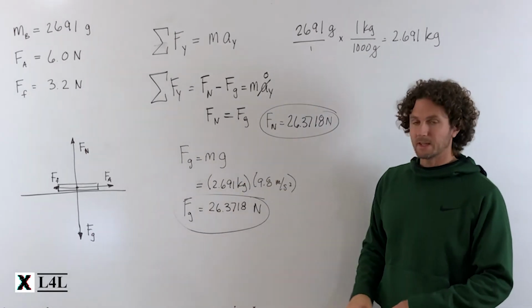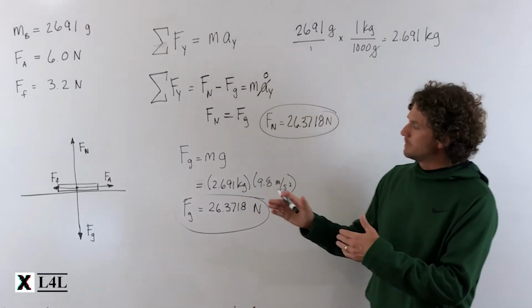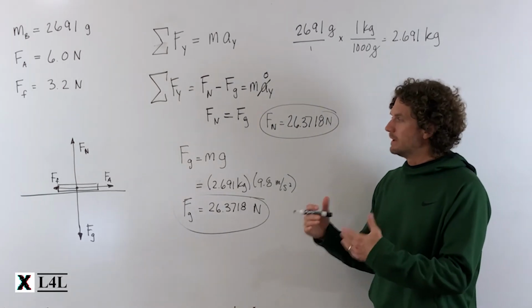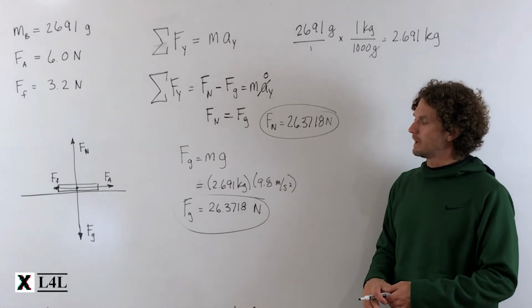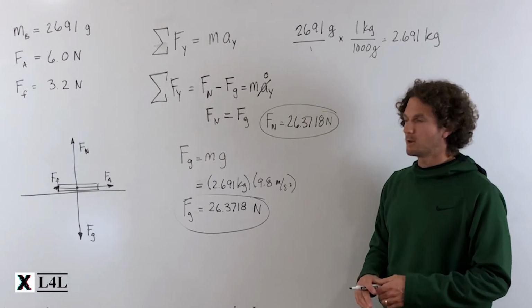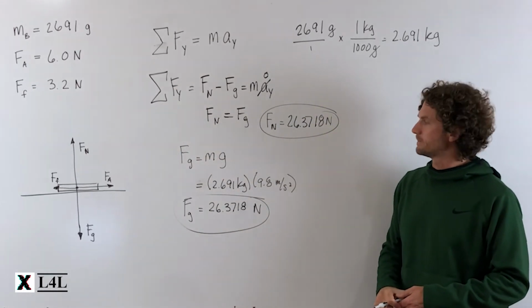In this particular case, as I said before, that's not always going to be the case. It's going to be a function of all the forces that are acting in the vertical direction. Oftentimes the normal force is going to be supporting and counteracting, and equal to the force of gravity. But just be mindful that it's not always the case. You have to go through the process of summing the forces in the vertical direction.